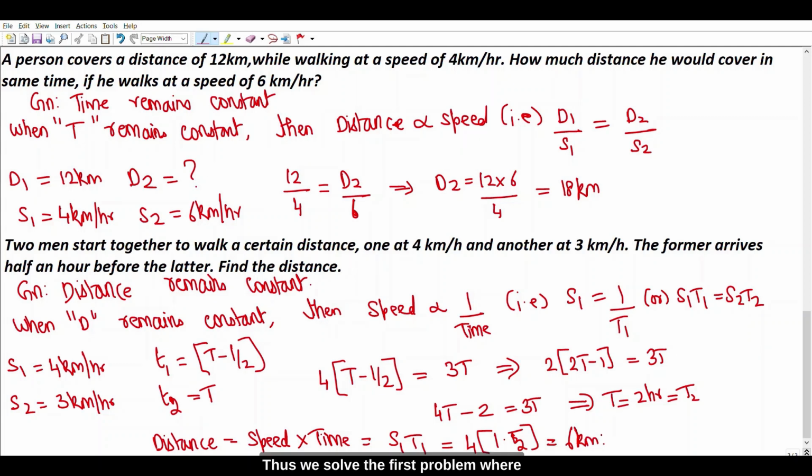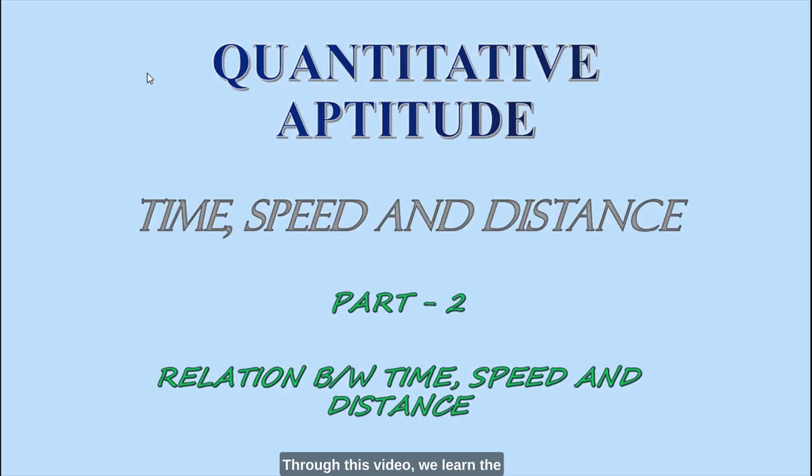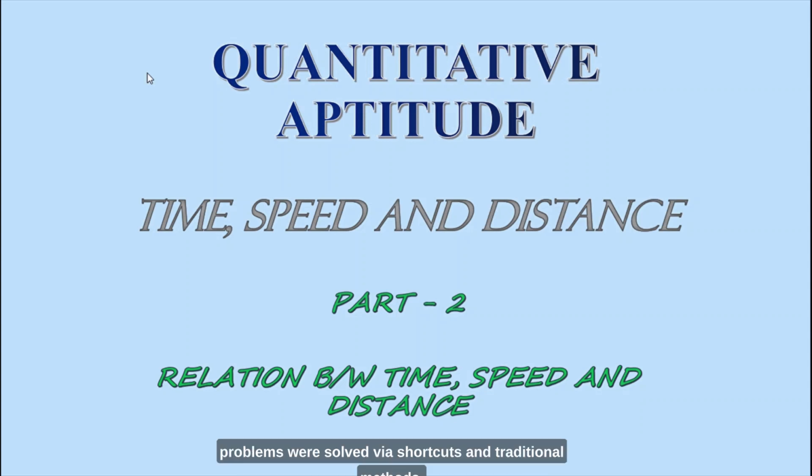Thus, we solved the first problem where the time remained constant and the second problem where the distance remains constant. Thus, using this concept, if any one entity remains constant, then the other two entities can be related with each other either directly or inversely depending upon the constant entity. Through this video, we learned the relationship between time, speed, and distance when any one of the three remains constant. Problems were solved via shortcuts and traditional methods.